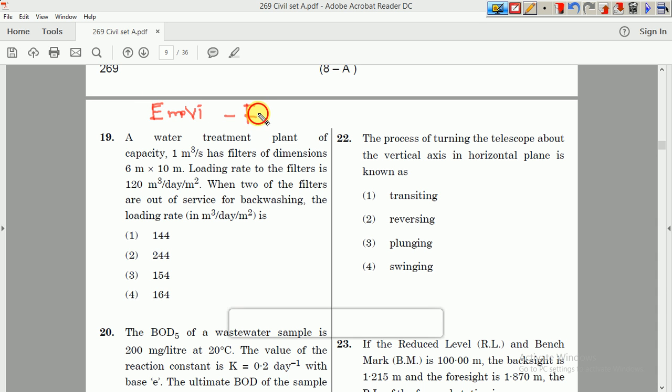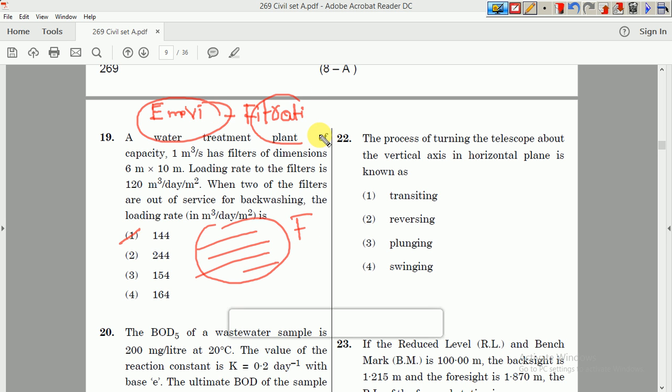In that, the chapter is filtration. If you are familiar with the concept of filtration, then you can easily answer this. The answer is 144. I cannot solve it here because it involves lots of time and lots of steps. Mainly you need to have the basics, okay? But I can tell you it comes from environmental engineering and filtration.